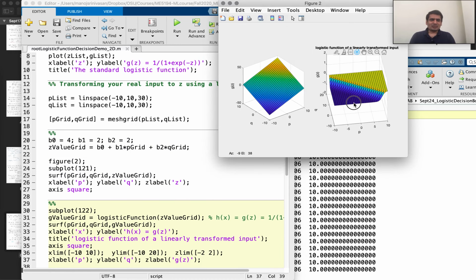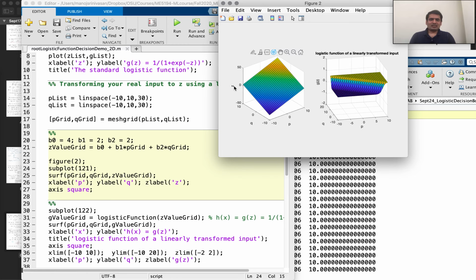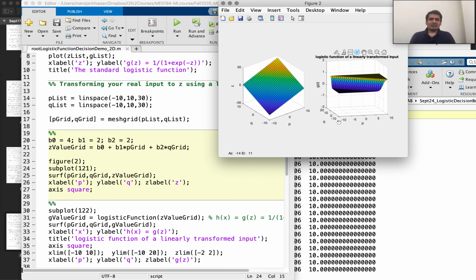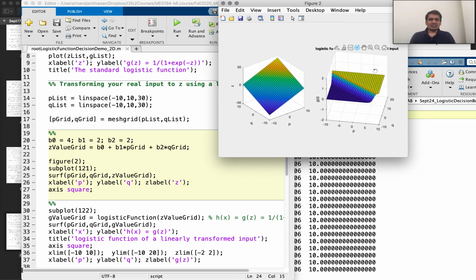So when p and q combine to give you a z, this is g of z. When p and q combine to give you a z that is less than 0, it gives a g of z that is basically close to 0, right? And then when p and q combine to give you a z that is substantially greater than 0, g of z gives you close to 1.